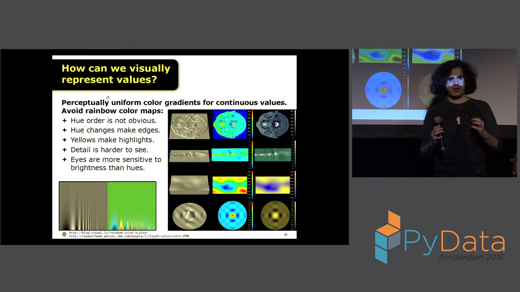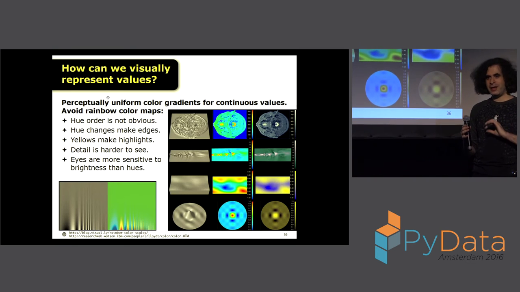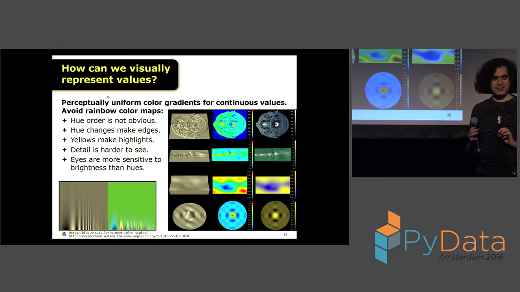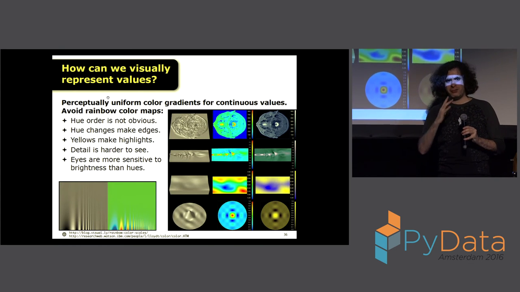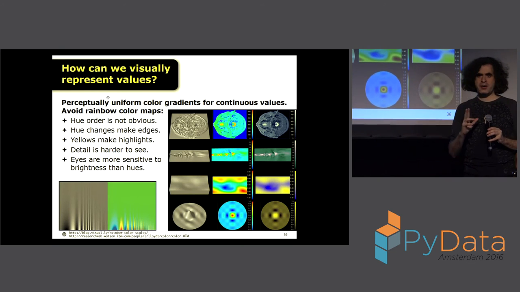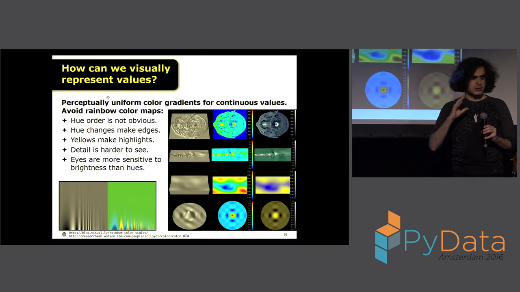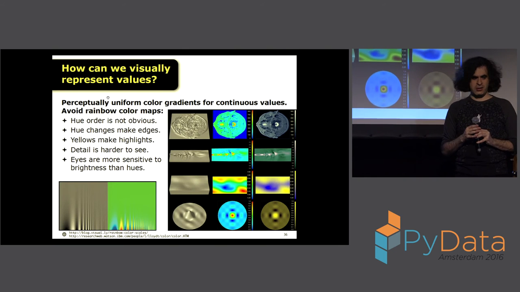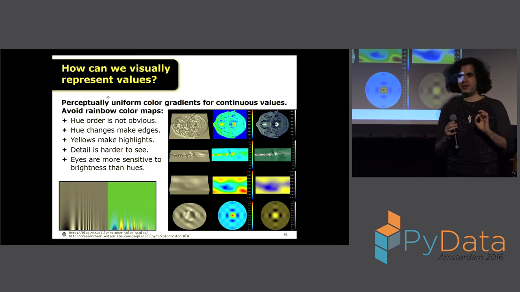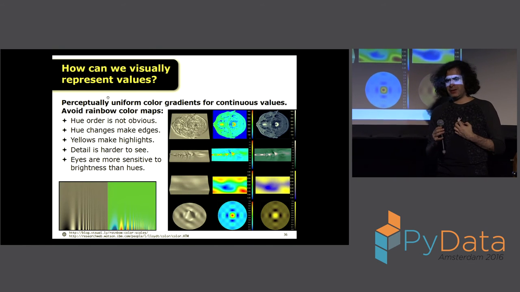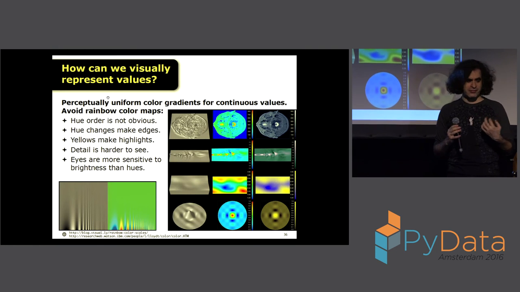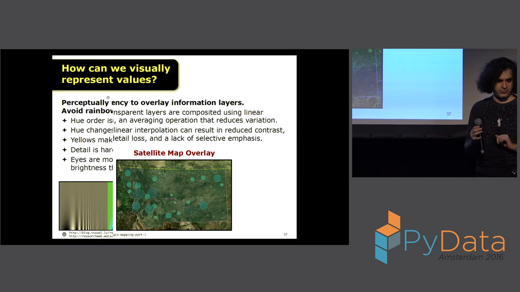Also, changes in color create false edges. Yellows come up as highlights. But most fundamentally is something that comes back to the way our eye works. Our eyes have much better perception for changes in brightness than changes in color. So changes in brightness can reveal far more detail, for example. And it is always taking into account how perception works that helps us, I think, to make better visualizations.